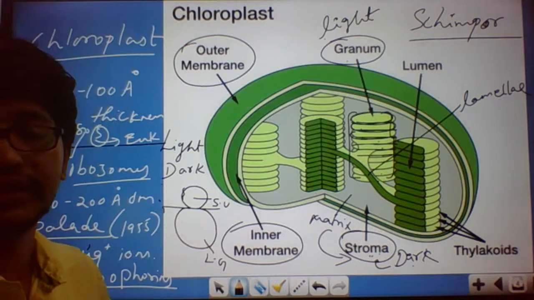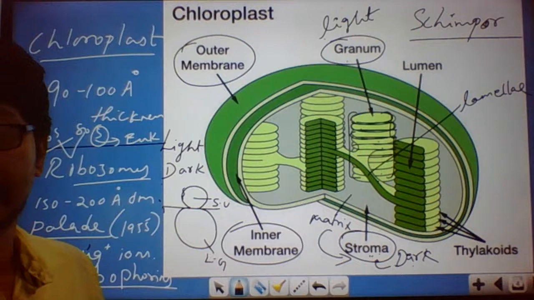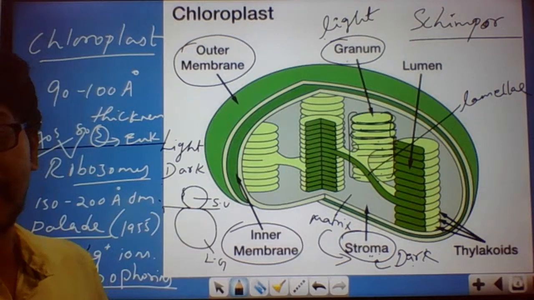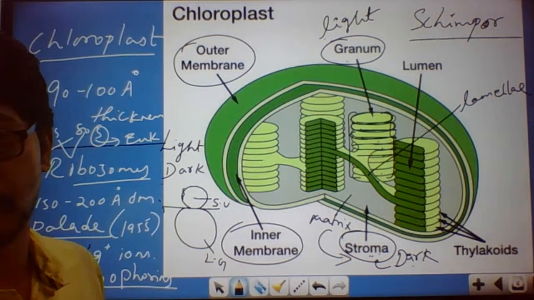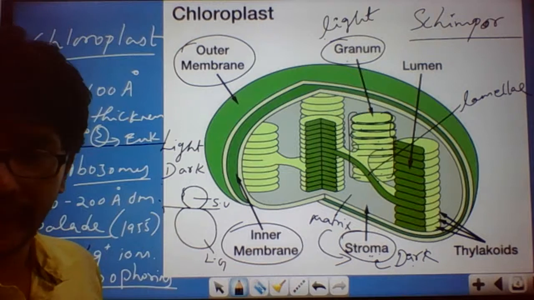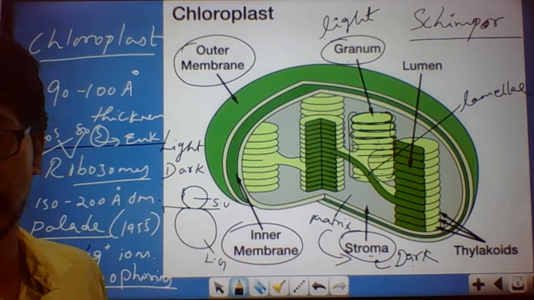Definitely the number of ribosomes varies between prokaryotes and eukaryotes. For example, bacteria have around 10,000. If you take eukaryotes, the range goes between 1 million to 10 million ribosomes. Okay, fine. Yes, of course, the food can be digested in the vacuole. That is also an important function of the vacuole. Very shortly, we will discuss the vacuole also.